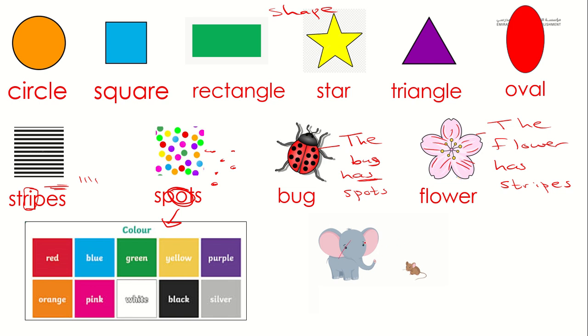Over here on the bottom, I can see a big elephant and a small mouse. So I can compare them by saying the elephant is big, but the mouse is small. If my ideas are not the same, I will use the word but. If the idea I'm mentioning is the same, I will use the word and. For example, the bug. If I want to talk about two things that are on the bug, I can say the bug is red and has spots.